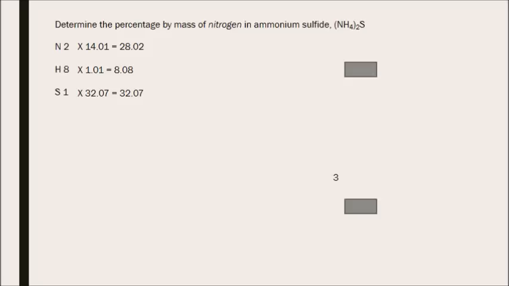So when you're finding the percentage by mass of nitrogen, you're going to take the mass of the part, which here is nitrogen, divided by the mass of the whole, and then you're going to multiply it by 100 to get your percentage, and you're going to have 41.1% mass of nitrogen in ammonium sulfide.